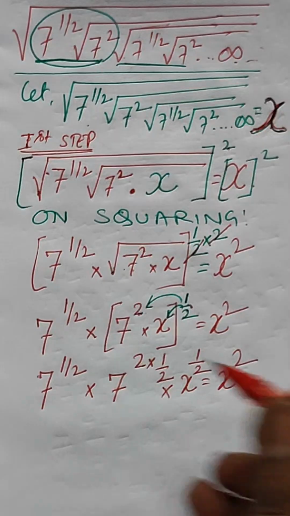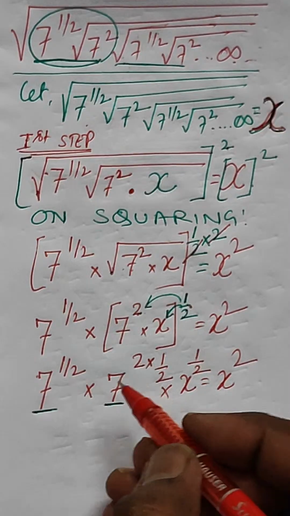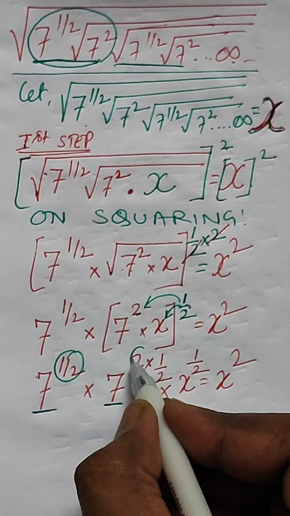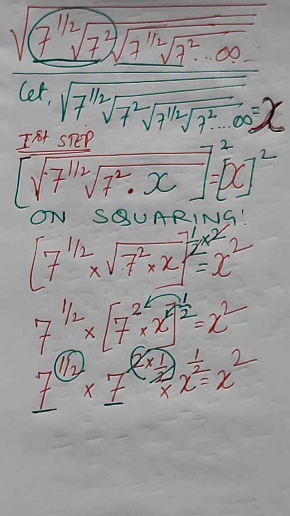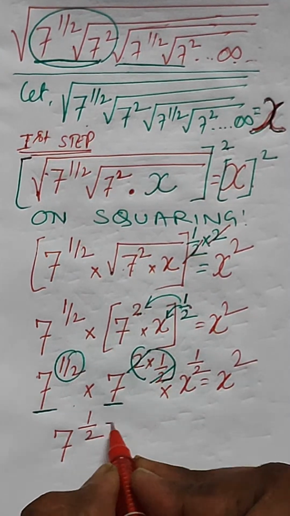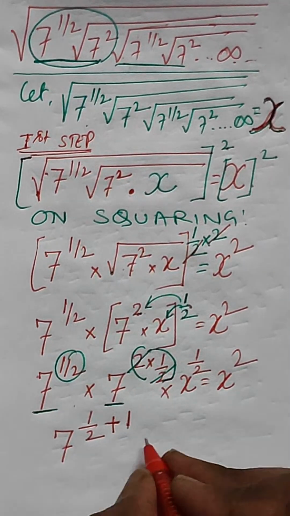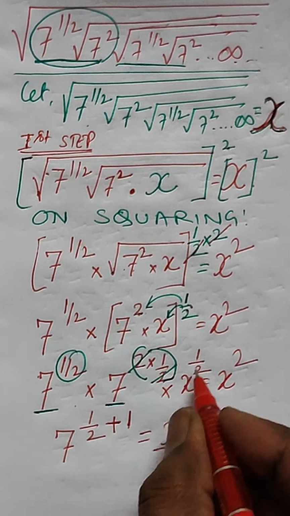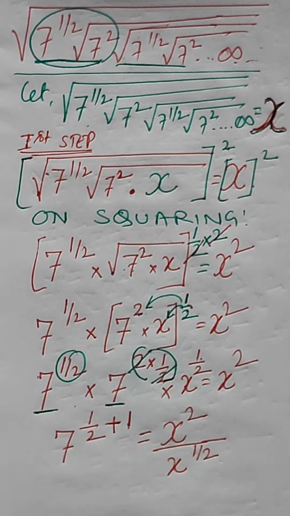Now in the next step, since the bases are the same, here 7 is the base and 7 is the base, so the exponents will be added. So this 1 by 2 will be added with this one, and here 2 will be cancelled. So in the next step, we can write 7 power 1 by 2 plus 1, because exponents are adding up and 2 will be cancelled out. And in the RHS, we have x square divided by x power 1 by 2, which will be coming into the denominator of the RHS.